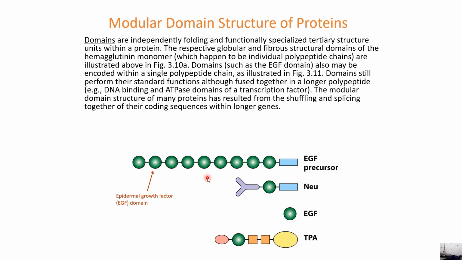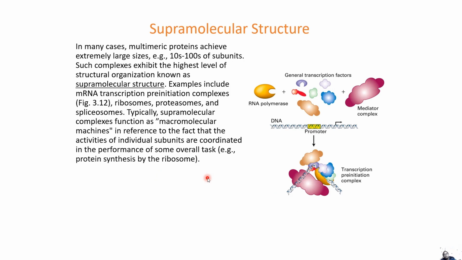Now, modular domain structure of proteins. Domains are independently folding and functionally specialized tertiary structural units within a protein. The respective globular and fibrous structural domains of the hemagglutinin monomer are illustrated here. Domains such as the EGF domain may also be encoded within a single polypeptide chain. Domains still perform their standard functions, although fused together in a longer polypeptide. The modular domain structure of many proteins has resulted from the shuffling and splicing together of their coding sequences within longer genes.